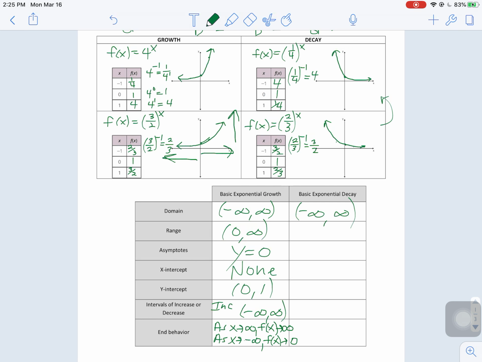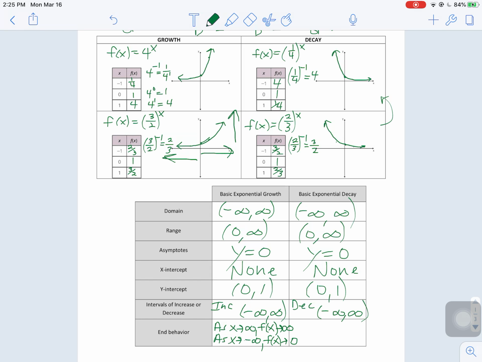So -infinity to infinity for your domain, still 0 to infinity for your range, still y equals 0 for our asymptote, no x-intercept, y-intercept is still 0, 1, and then this is a little different. With decay, we're decreasing the whole time, so we want to mention that this is a decreasing interval, and it's decreasing for the whole domain, -infinity, infinity.